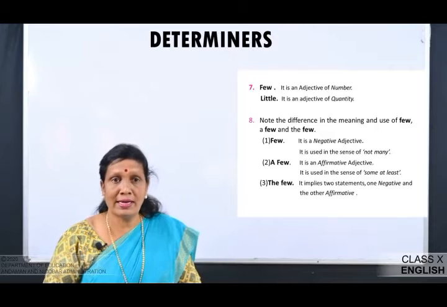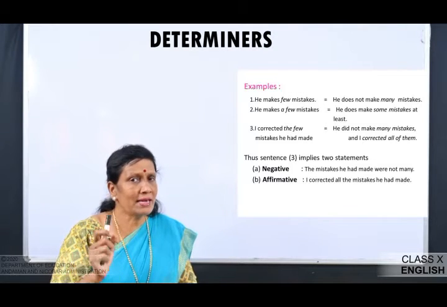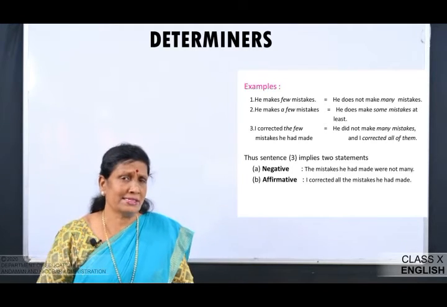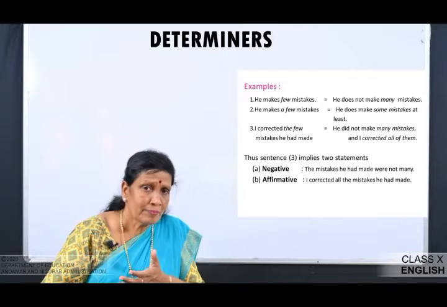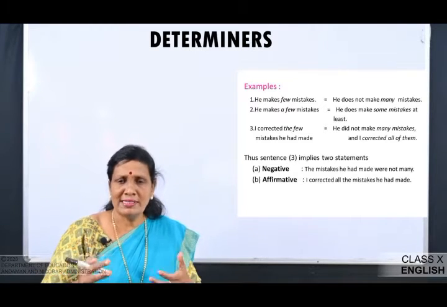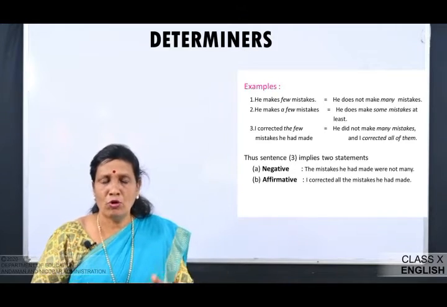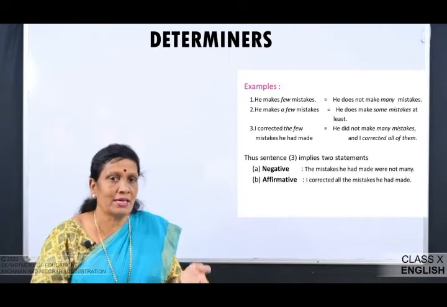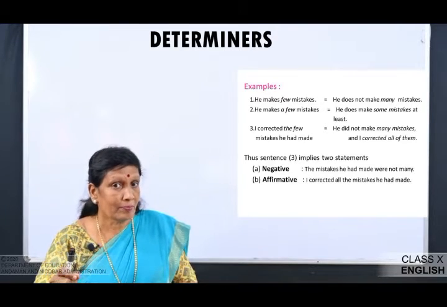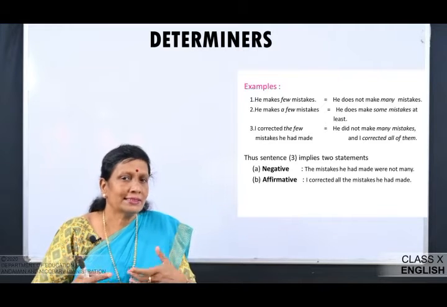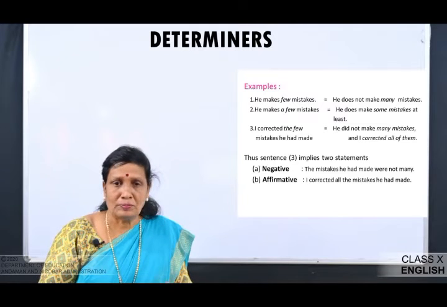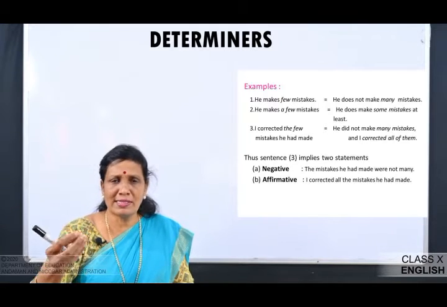Let's try to look at the examples. He makes few mistakes. He does not make many mistakes. He makes few mistakes means he does not make many mistakes. So when we want to say that he does not make many mistakes, we say he makes few mistakes. He makes a few mistakes. That means he does not make some mistakes at least. A few means hardly, you can say, one or two.